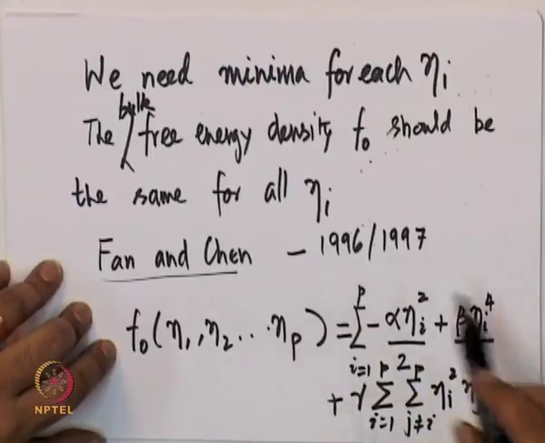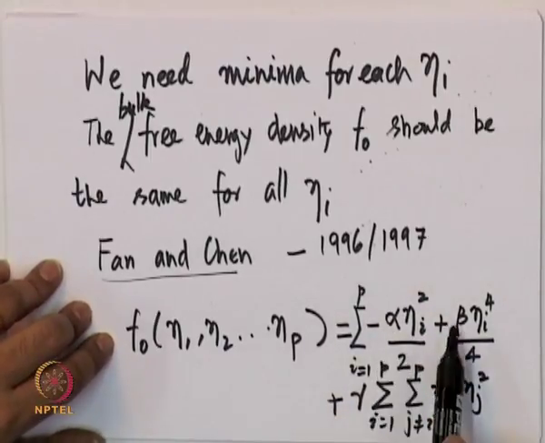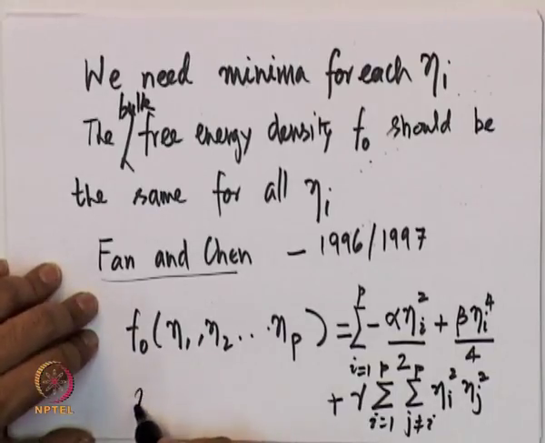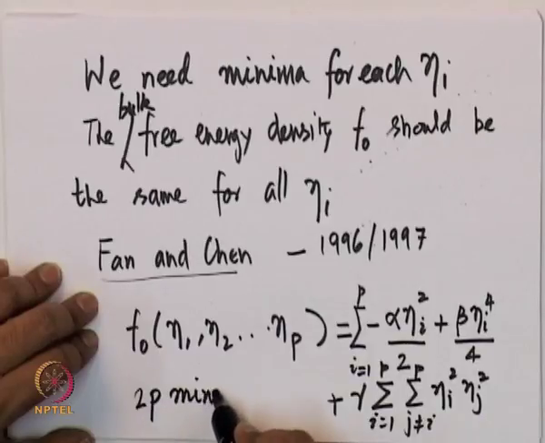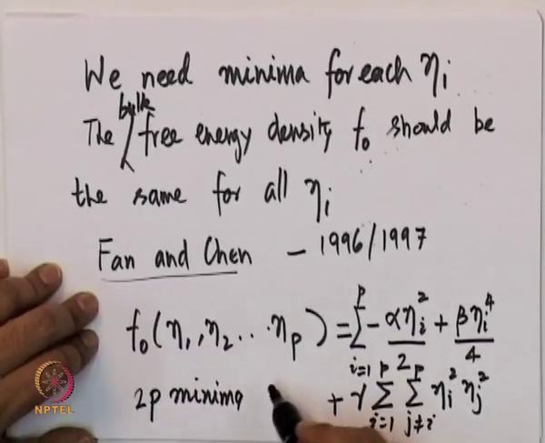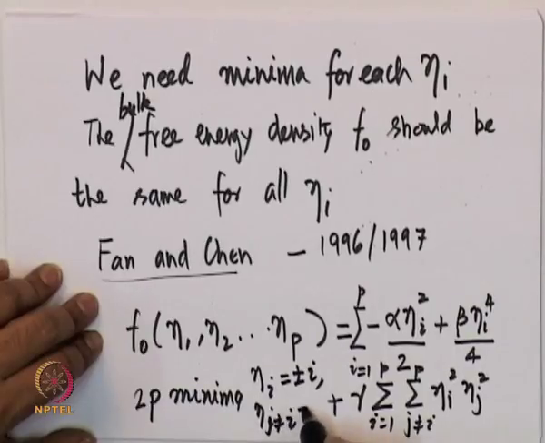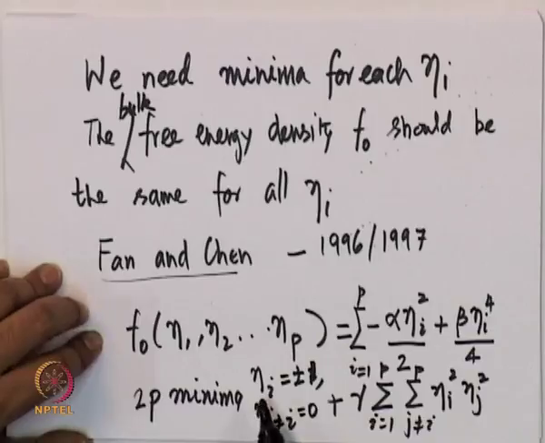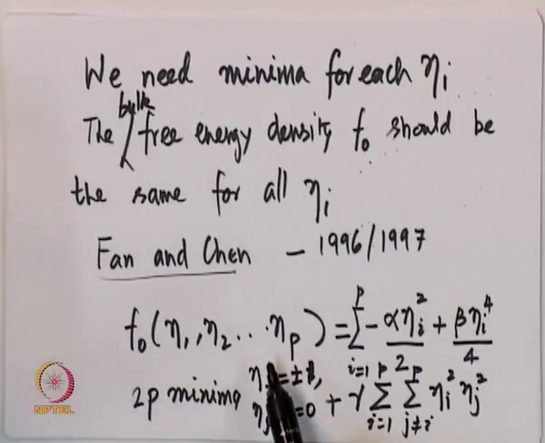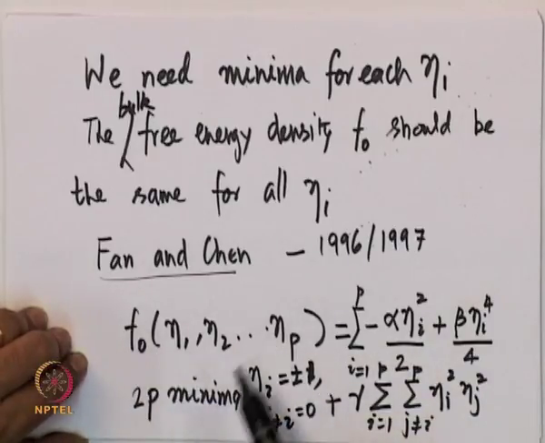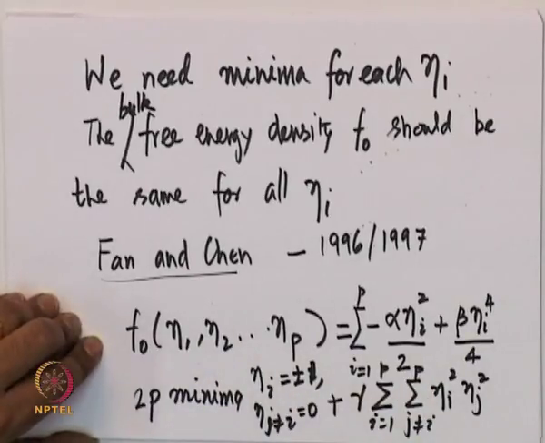So, this bulk free energy density, for appropriate choice of alpha, beta and gamma, will make sure that there are 2p minima, and they are at eta I equal to plus or minus 1, eta j, j not equal to I, equal to 0. Okay. Now, we are going to restrict our eta to be only on the positive side, from 0 to 1 for example, so that we are going to get, for a system with p order parameters, p minima. So, that is how we are going to achieve this.